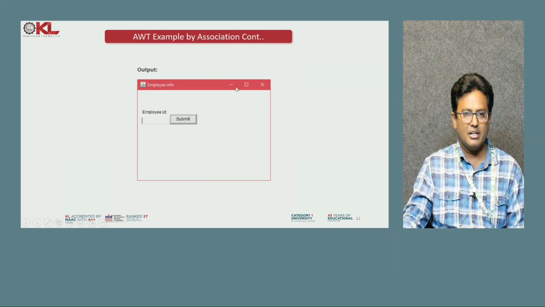It has a title, and minimization, maximization, and closing buttons, and it even has a label. Employee ID is the label here, it cannot be edited. Even you have a text field, this can be edited. After that you have a button, and on the button there is a label, Submit. So like this you added three components inside this particular frame. In this way we can create window based applications with the support of the AWT concept in Java. Thank you.